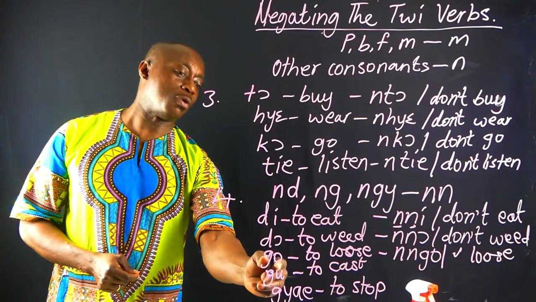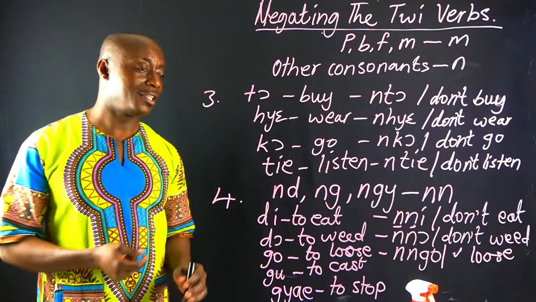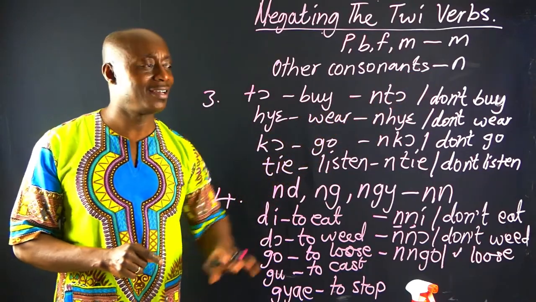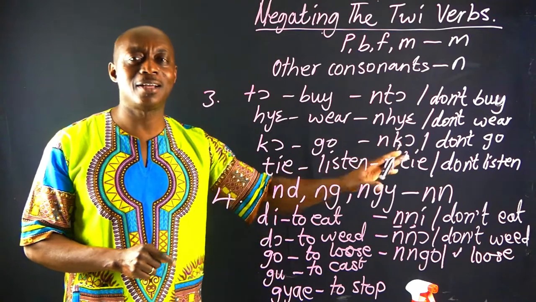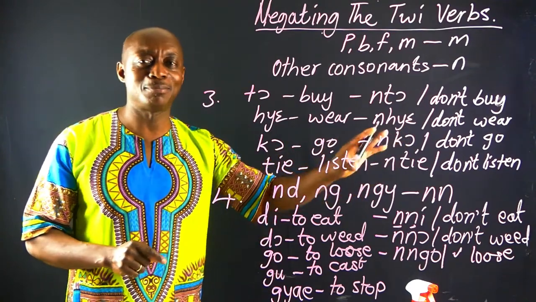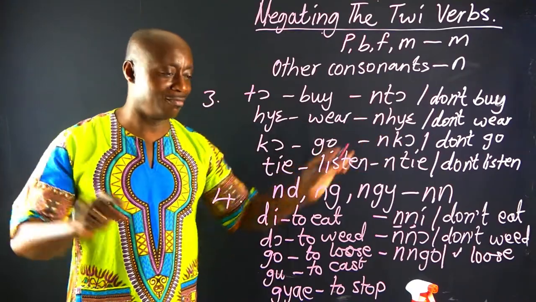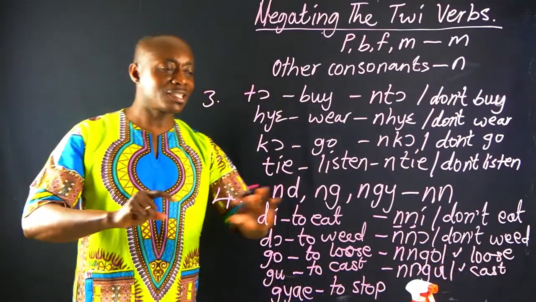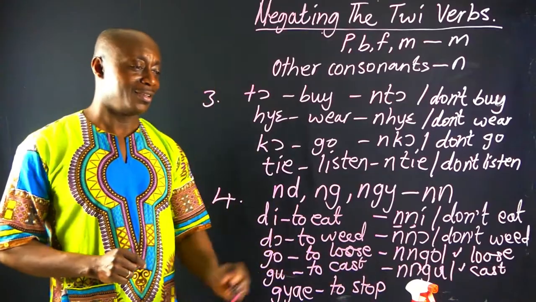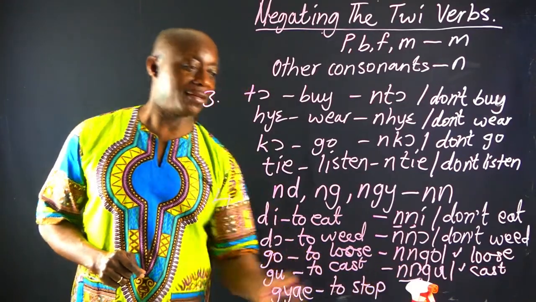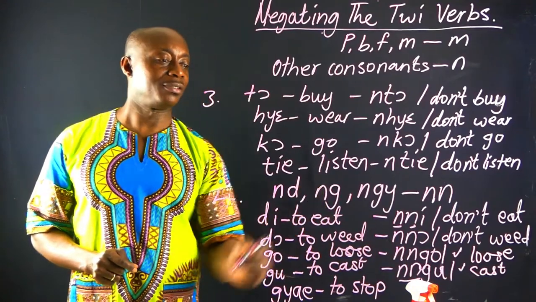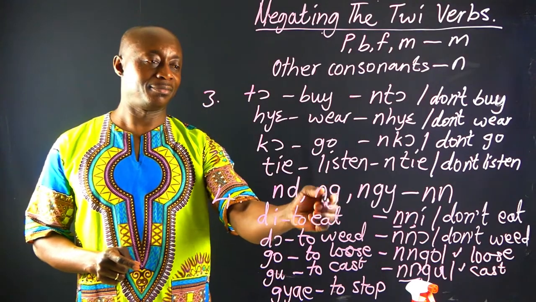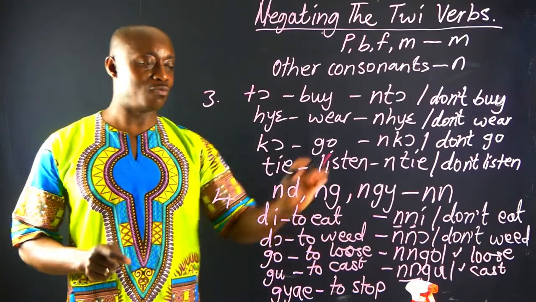Let's look at this one. Okay. Gu, to cast. If I want to say, do not cast. No, that side you will not get fish. Unyanam. You will not get fish. Ngu, ngu. Ngu, don't cast. So, you double the n. When you get this combination, ng, you double the n, ngu, but you will not do away with the g. You maintain the g, ngu.